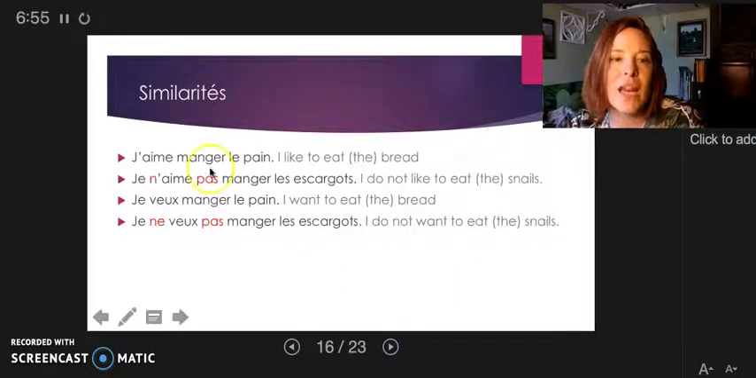Well, similarly, I can replace the aime with veux. J'aime manger le pain, I like to eat bread. Je veux manger le pain, I want to eat the bread.